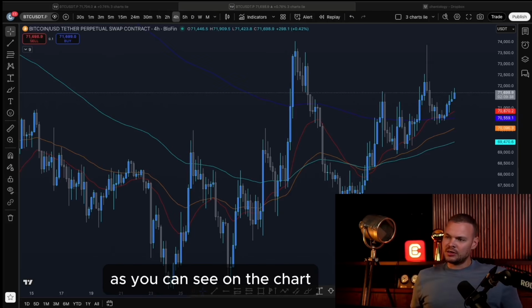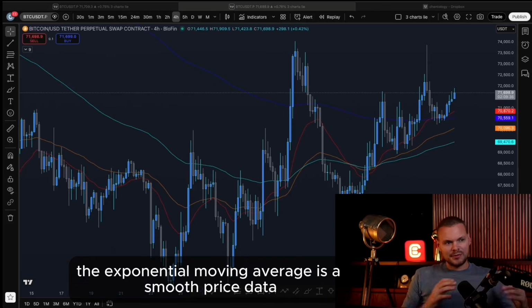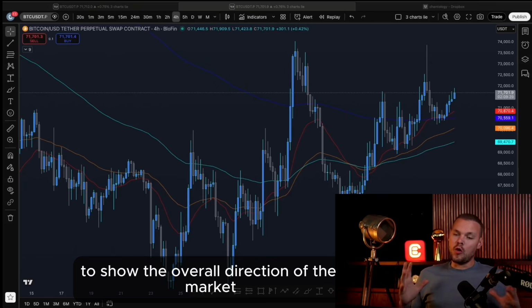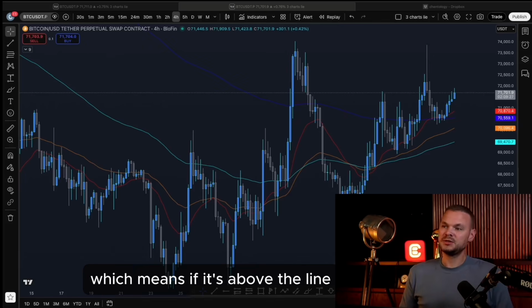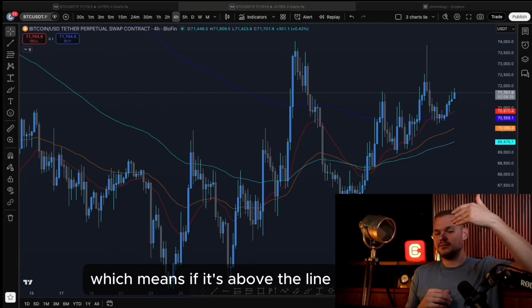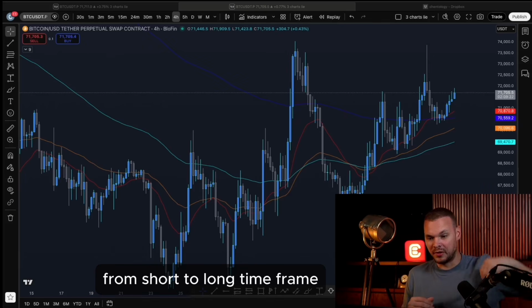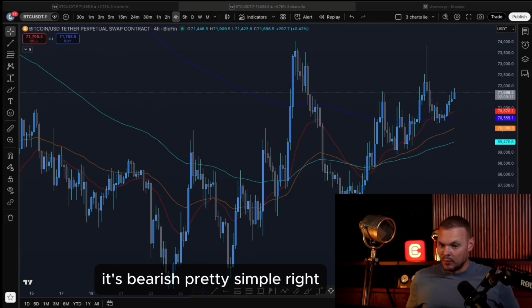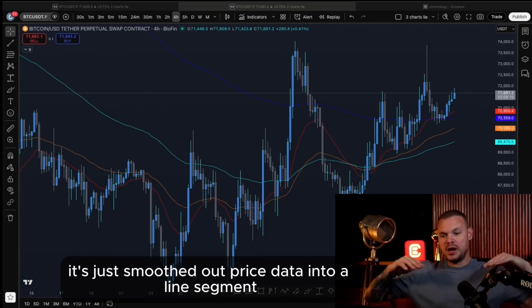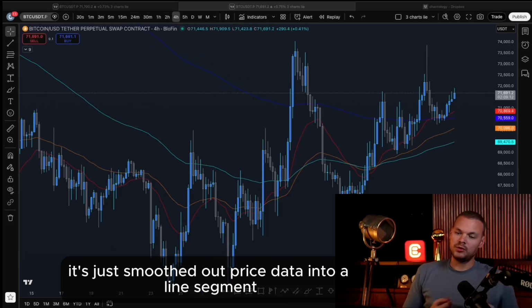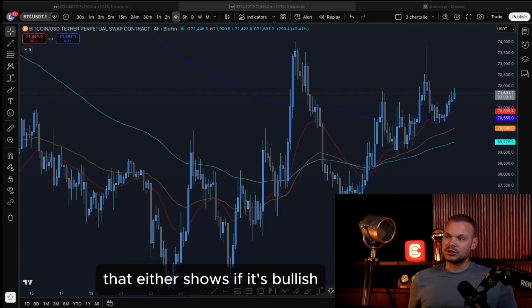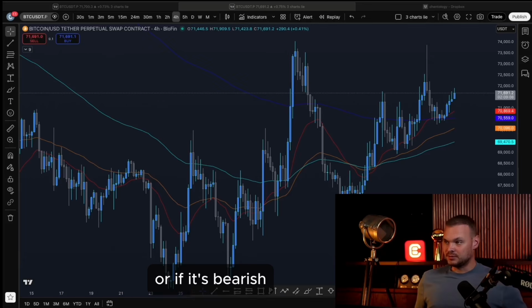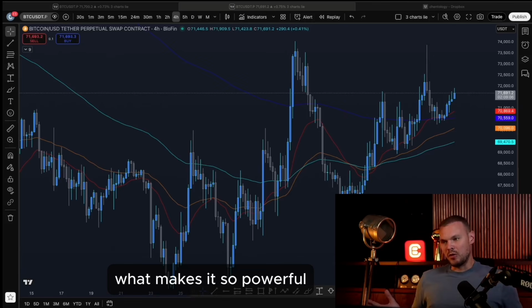As you can see on the chart, there are a couple of lines. So the exponential moving average smooths price data to show the overall direction of the market, which means if it's above the line from short to long time frame, it's bullish. If it's below the line, it's bearish. Pretty simple, right? So it's smoothed out price data into a line that either shows if we're bullish or if we're bearish.